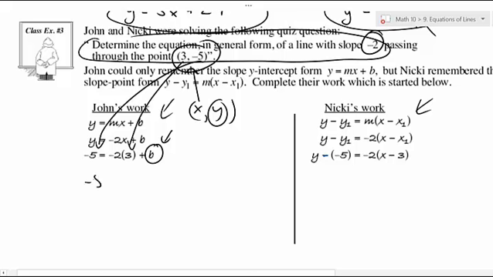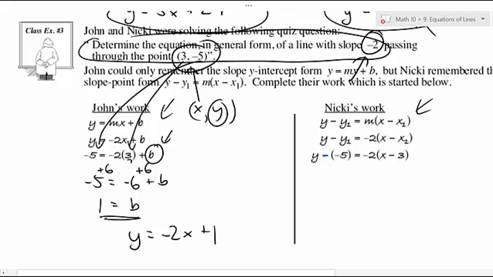Now he got to this. If I continue it on, it's going to be negative 5 equals negative 6 plus b, and that's just multiplying these two together. Now that I've got this, I'm going to add 6 to both sides. That gives me 1 equals b. So now I've got my y-intercept of 1. So y equals negative 2x, which we got right up here, plus 1.